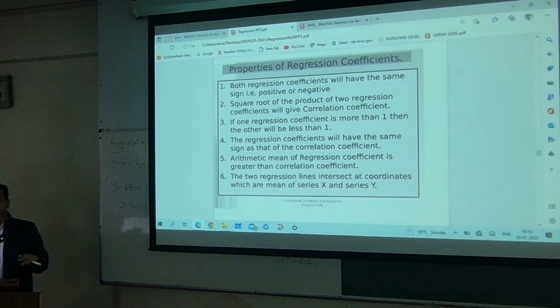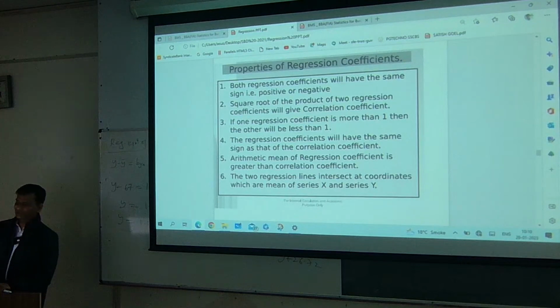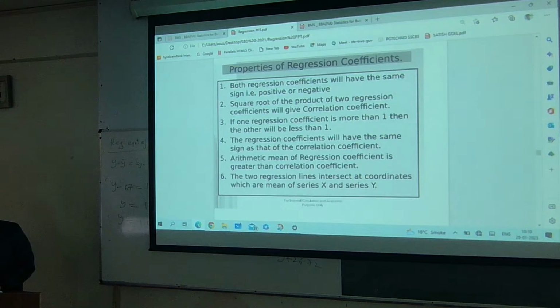ओके. रिग्रेशन कोफिशिएंट किसकी बात कर रहे हैं हम? b_xy and b_yx both would be of the same sign. Further, the square root of the product of the two regression coefficients would be equal to the correlation coefficient. I already told you r is equal to square root of b_xy into b_yx. Further, if one regression coefficient is more than one, then the other would be less than one. Further, the regression coefficient would have the same sign as that of the correlation coefficient.